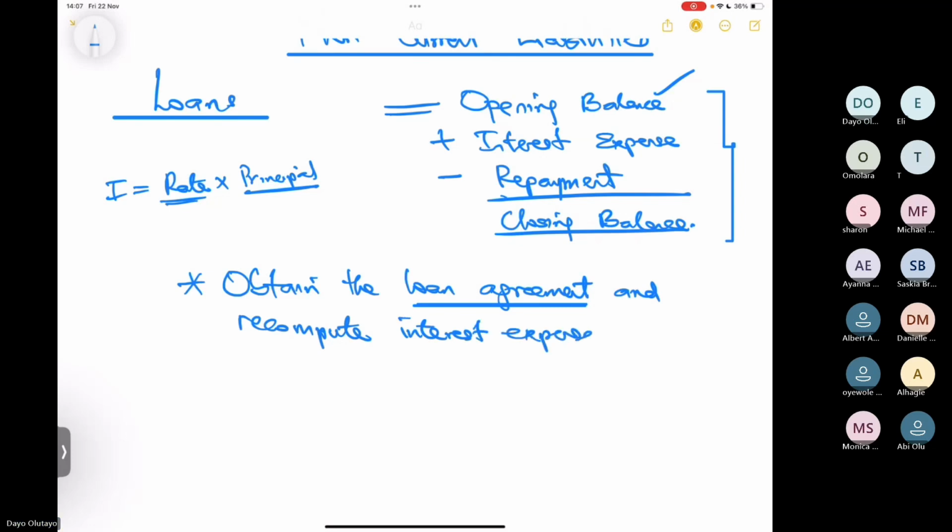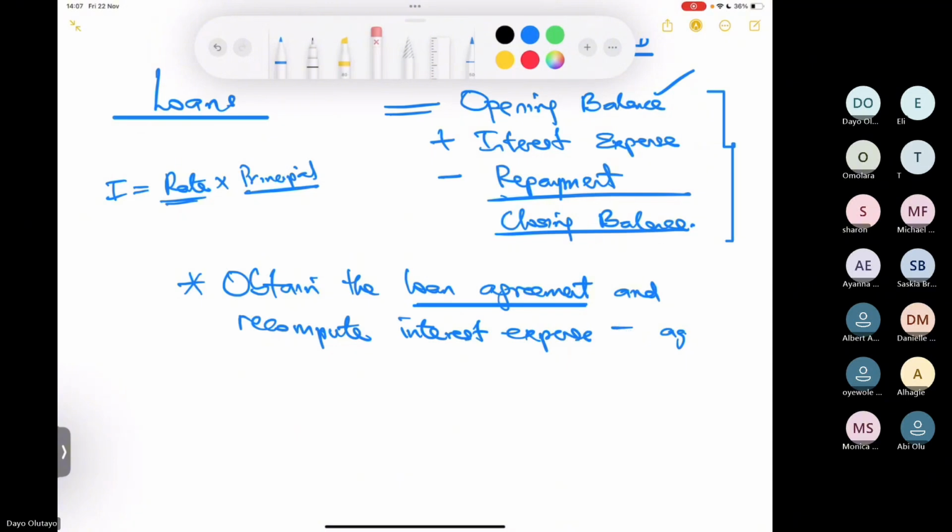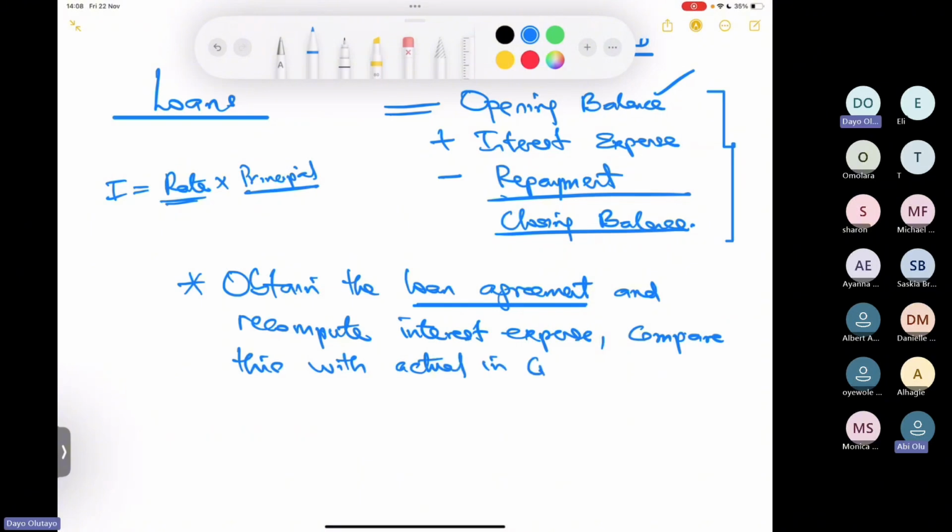Why? In order to agree, let me put it properly. So obtain the loan agreement and recompute interest expense. Compare this with actual in the GL to ensure. Sorry, what do you mean by recompute? Recalculate. Okay. Thank you.